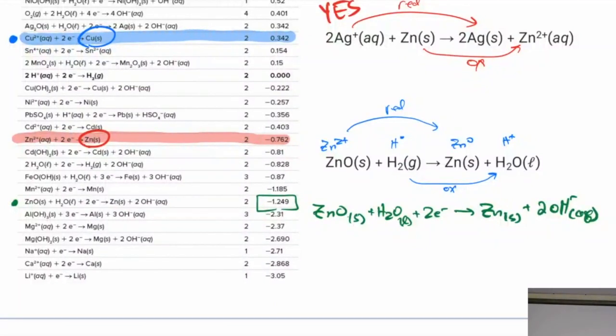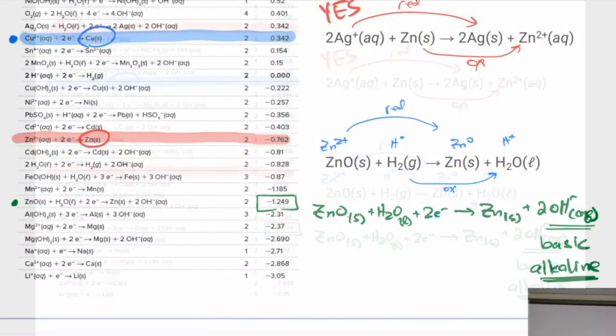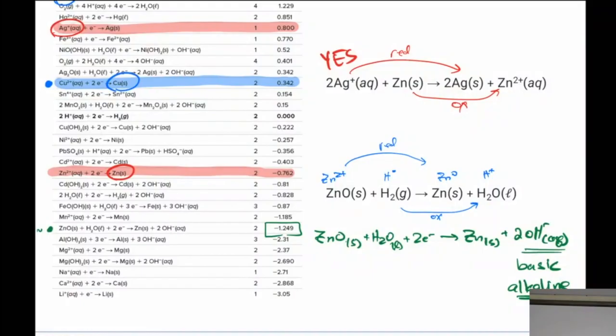Now, this is a hydroxide in aqueous solution. What do you know about hydroxide ions in aqueous solution? What does that do to the solution? It makes it basic, right? What's another word for basic? Alkaline. So this is in an alkaline solution. And in writing this reaction out, we recognize that it's in a basic environment or an alkaline environment. So these are the kinds of reactions that we have in alkaline batteries, for example.